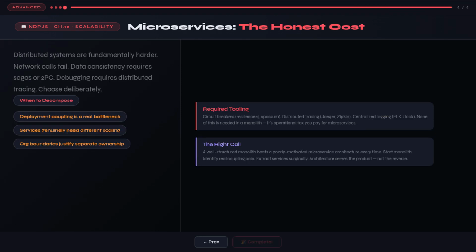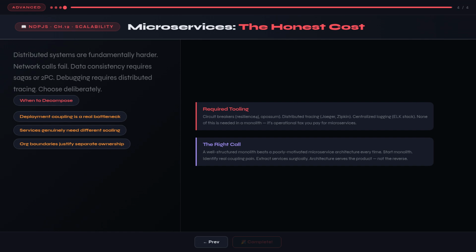After covering the theory, the book is honest about what microservices actually cost in practice, and this is where many architects who lived through a microservice migration earn their battle scars. Distributed systems are fundamentally harder than single-process systems. In a monolith, a function call is a function call, it either works or it doesn't. In a microservice architecture, every service call is a network call. Network calls fail for reasons that have nothing to do with your code: timeouts, DNS failures, connection refused, dropped packets. Every service-to-service call must handle failure gracefully, with timeouts, retries, and circuit breakers.